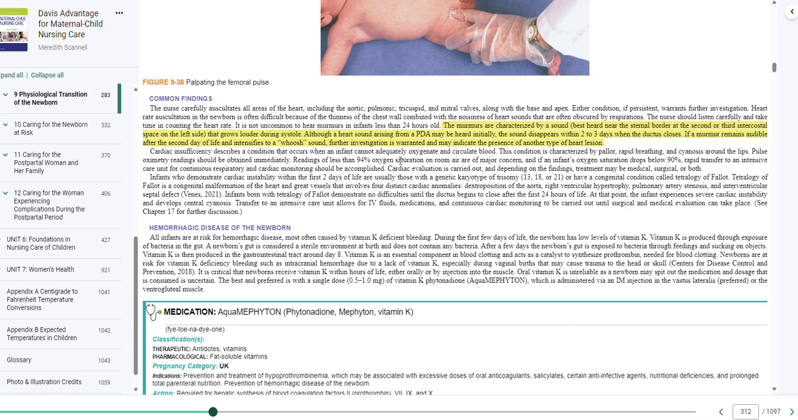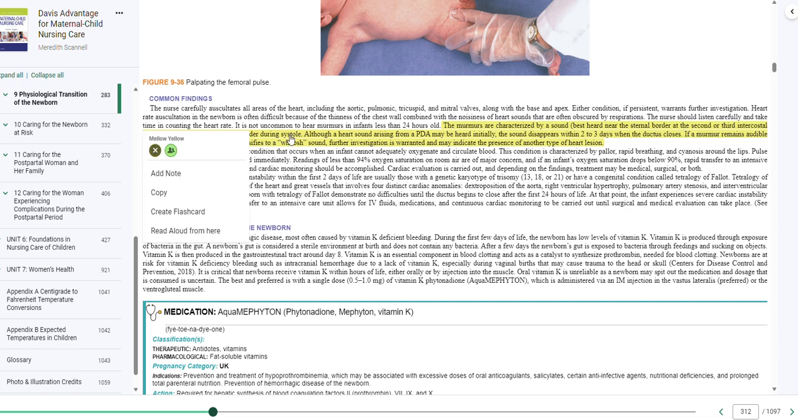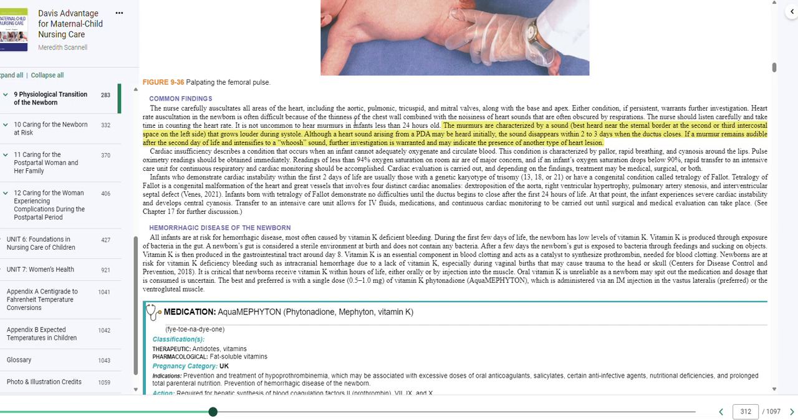But the biggest thing I want you to know, it's heard during systole. Where is it heard? Where's the best place? Sternal border at the second or third intercostal space on the left side.